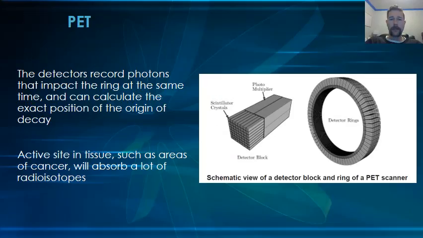Active areas of the body, such as areas of cancer, will absorb a lot of radioisotopes. Now, in these areas, there will be a lot of positron-electron annihilations, and the PET scanner can determine the location of these. So what happens is the body is located in the center of a ring, and the ring can detect the gamma rays that occur from these annihilations, and using calculations can determine the location of where that positron-electron annihilation occurred. And with this information, doctors can determine the active areas in the body.